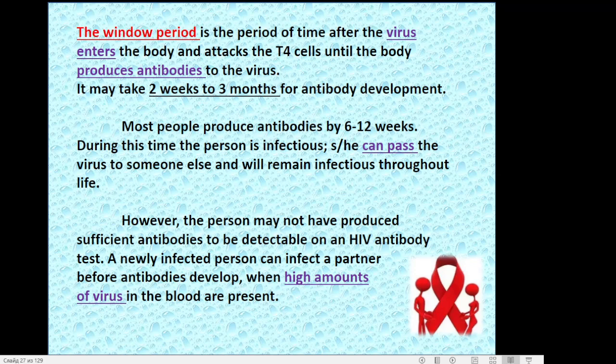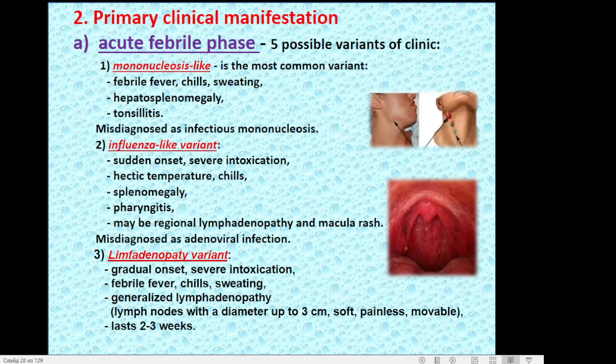What is interesting here, I will recheck this slide if it is necessary. But practically it is a repeating of positions which were delivered before. So clinical manifestation, first signs: mononucleosis-like, most common variant maybe, and influenza-like variant, and with lymphadenopathy only. So as you see, nothing interesting. Nothing which makes us say that it is HIV and not other.